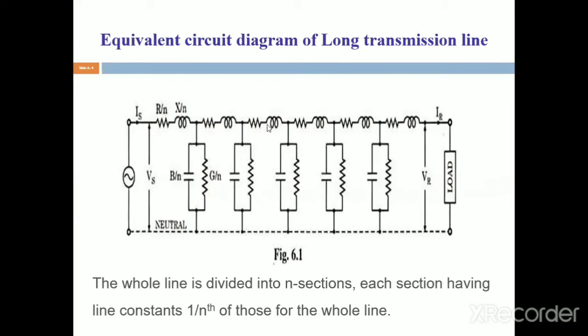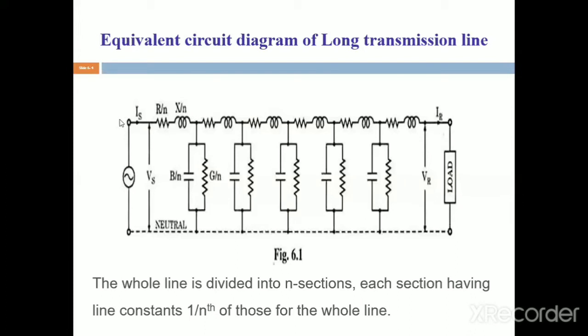Okay, these are all the uniformly distributed parameters, that is R by N, X by N, and again R by N, X by N, up to the nth term, we are having the resistance and the reactance, and the conductance and the susceptance are also added. Next, Vs is the sending end voltage and Vr is the receiving end voltage. This is the total equivalent circuit diagram for a long transmission line.